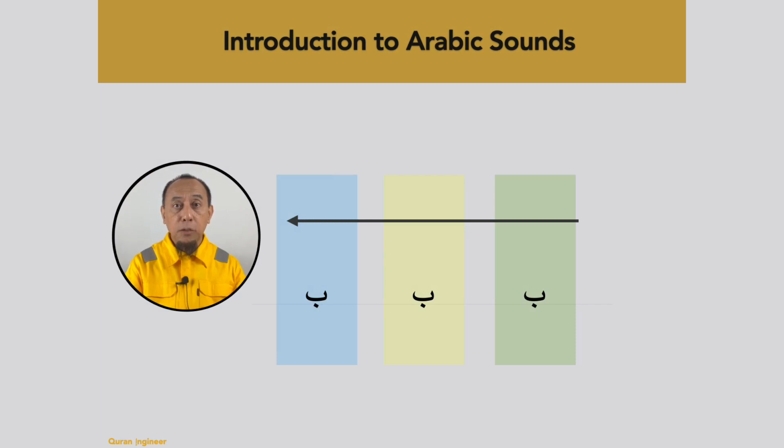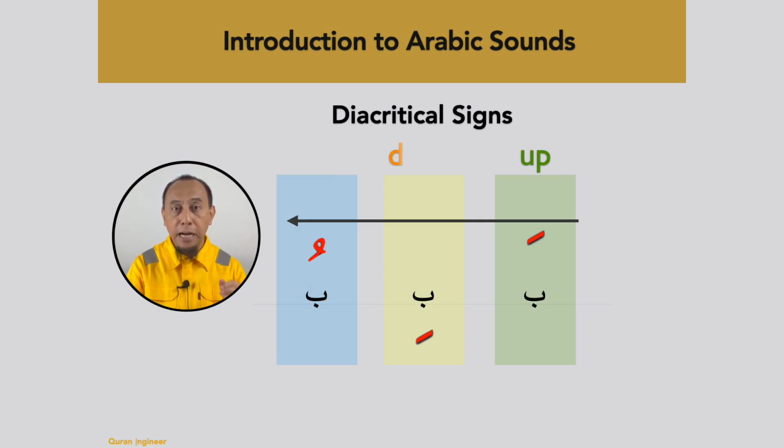In Arabic writing, we have these diacritical signs on the Arabic letters. For simplicity, we are going to call them the up, down, and front signs. These signs give vowel sounds to letters. The up sign gives an A sound, the down gives an E sound, and front gives a U sound. So we have the 3 basic A, E, U sounds.